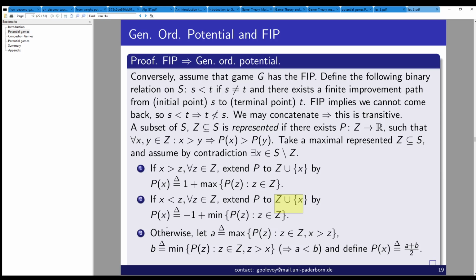And the only other option is that X is not larger than everyone and not smaller than everyone. Then look at the maximum value of P on those elements of Z which are smaller than X, and look at the minimum value on those elements of Z which are larger than X.